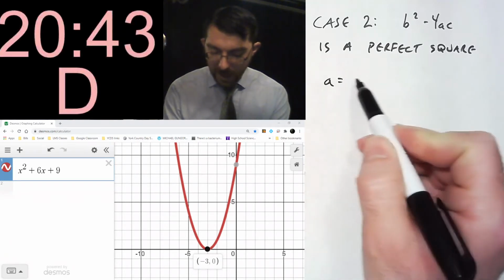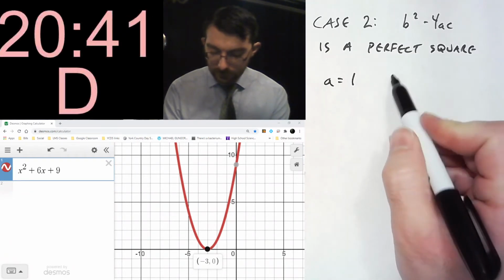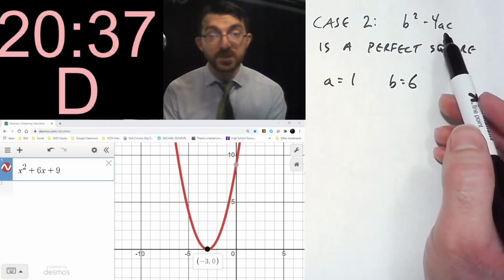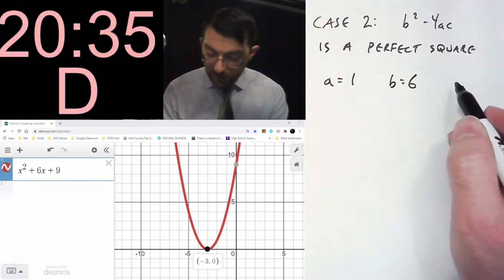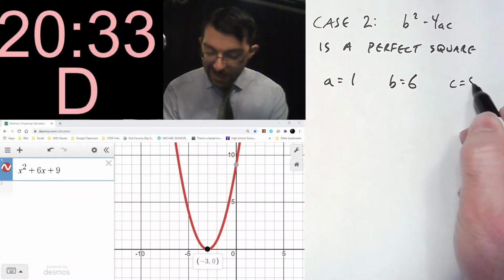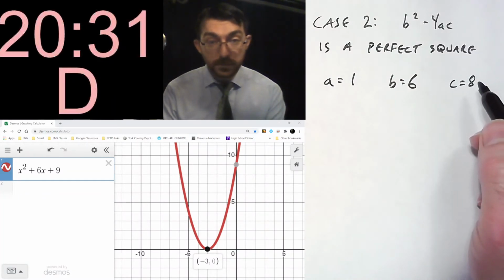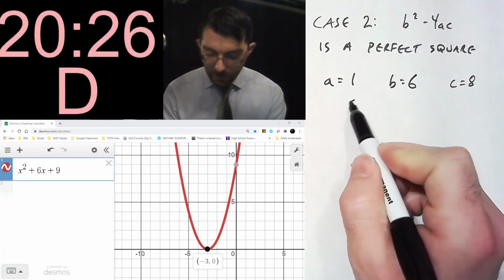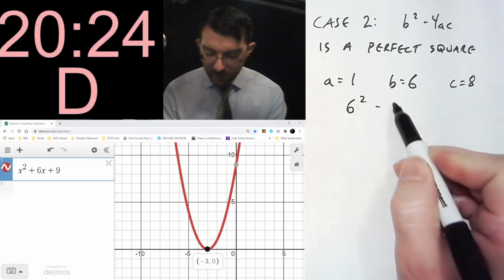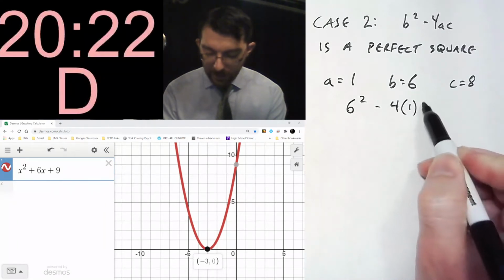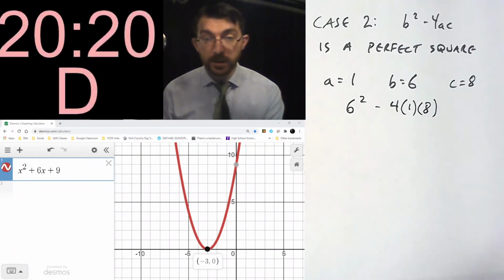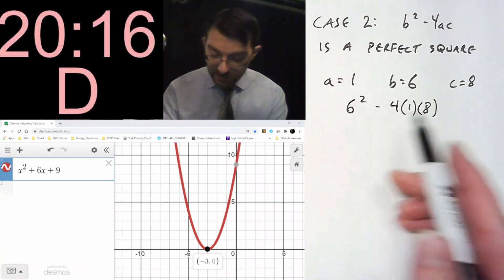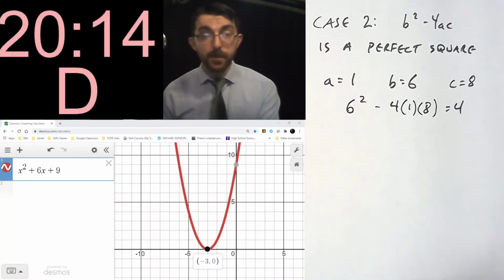A equals 1, b equals 6. But this time I want there to be a perfect square left over. So if I let c equal 8, then b squared minus 4ac will be 6 squared minus 4 times 1 times 8, which is 32. So this is 36 minus 32. That's equal to 4. And 4 is a perfect square, isn't it?